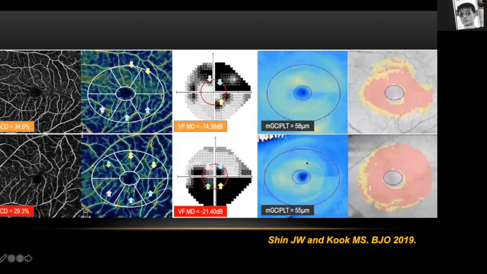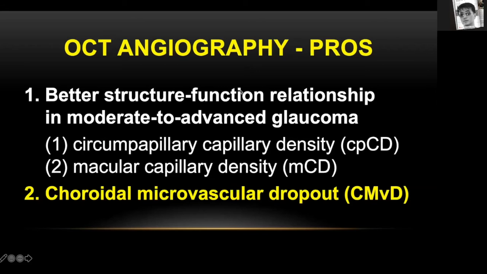Let's look at the representative eyes. In these eyes with different degree of central visual field defect, MCD values showed a noticeable difference, whereas macular GCIPL thickness showed a floor effect without a significant change. Moreover, the vascular dropout at the macular region, marked as arrows, showed a good topographic correlation with the central visual field defect. Lastly, I'll mention choroidal microvascular dropout, or CMVD.